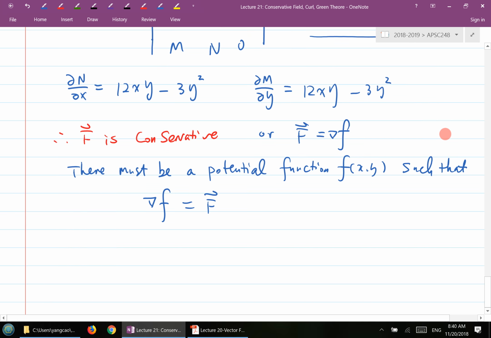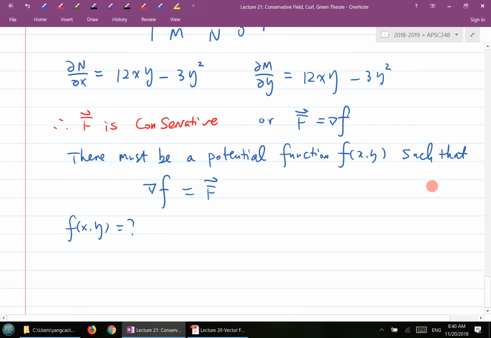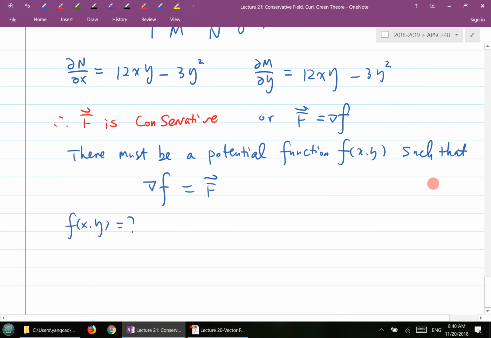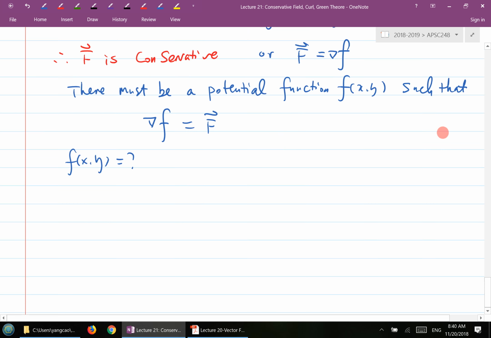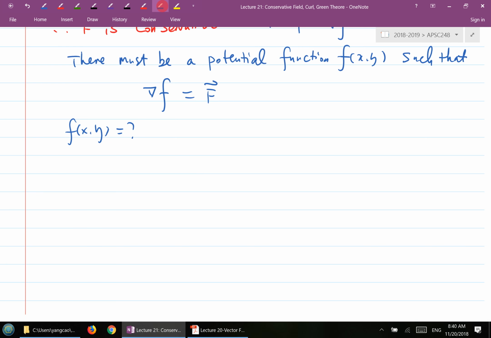So let's find what this potential function is, and how do we find this? Very procedural here. It doesn't matter whether it's a function of two variables or three variables. I just need you to follow the following procedures here, but it does take steps. So here's a solution.